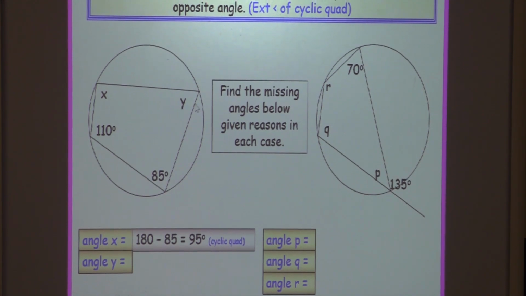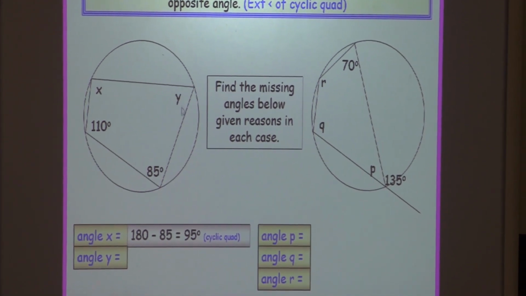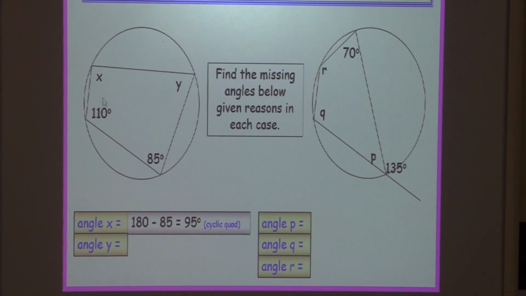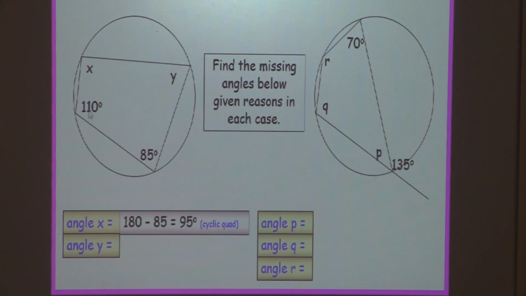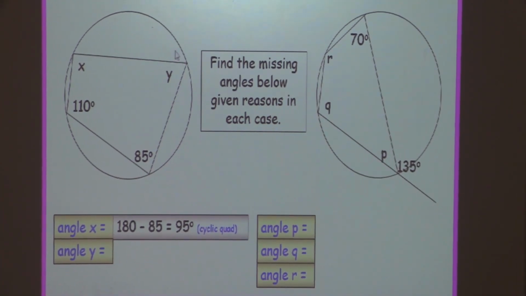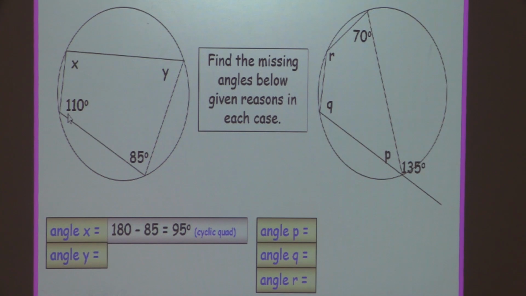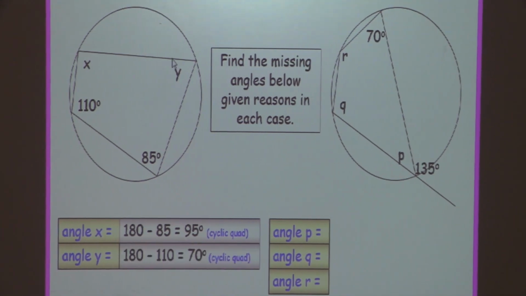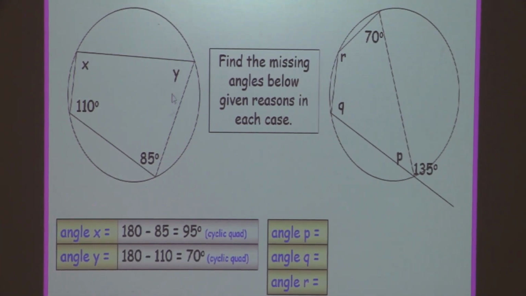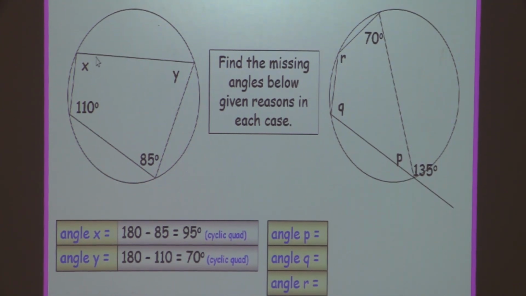Let's look at y. This is a cyclic quadrilateral. So this angle here, y plus 110, will give me 180. If this is 110, I need to add y to give me 180. What is 110 plus what will give me 180? This should be equal to 70 degrees, because 70 plus 110 will give me 180 degrees. So the value of y should be equal to 70 degrees. So 110 goes with 70, 85 goes with 95. When we add, I get 180 degrees.